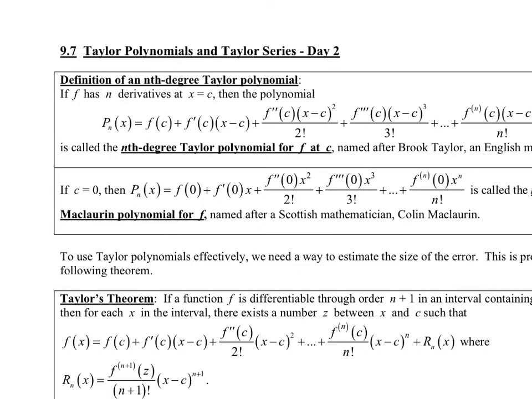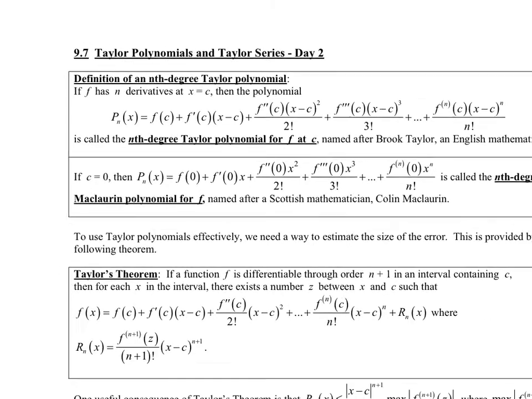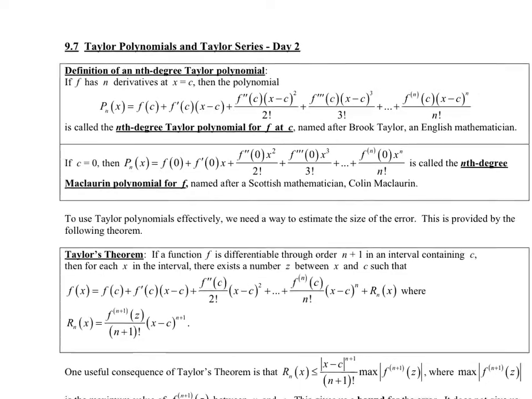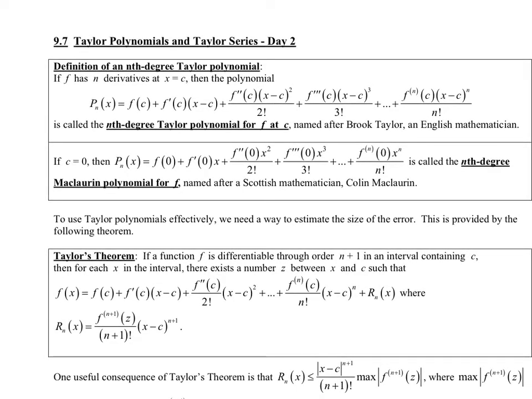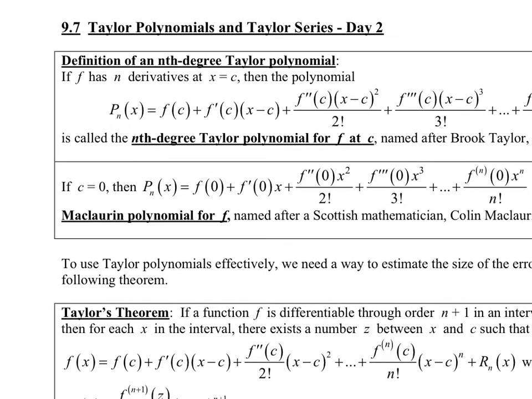Here are the note pages for day 2, and I'll be posting these online for you so you can follow along if you should be doing. Definition of the nth term degree polynomial. It obviously was already mentioned in that section of your college book. Should be nothing new here. F takes n derivatives. So the letters change. X equals c is the center. So they're just doing a generic Taylor polynomial.